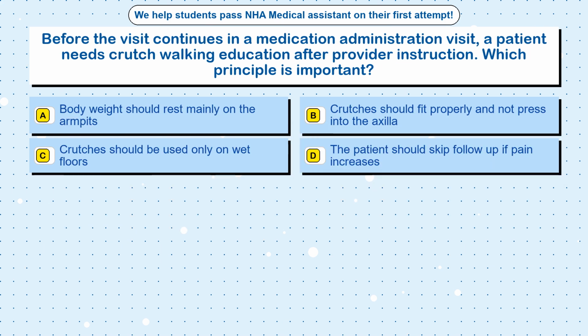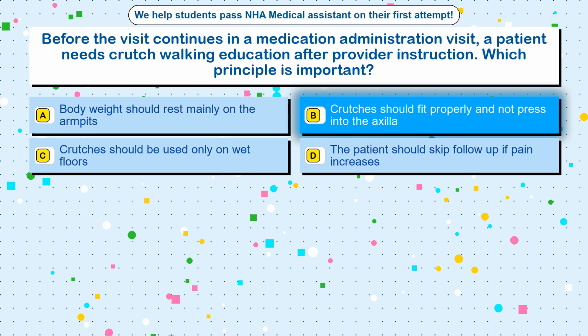Question 100. Before the visit continues in a medication administration visit, a patient needs crutch walking education after provider instruction. Which principle is important? Option A, body weight should rest mainly on the armpits. Option B, crutches should fit properly and not press into the axilla. Option C, crutches should be used only on wet floors. Option D, the patient should skip follow-up if pain increases. The correct answer is option B, crutches should fit properly and not press into the axilla.